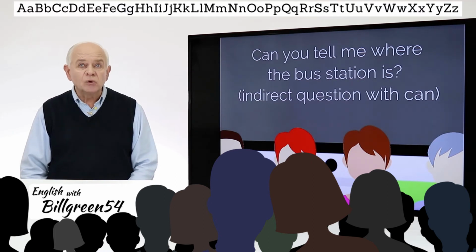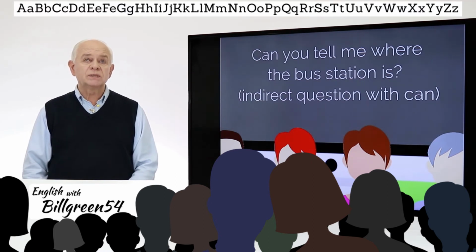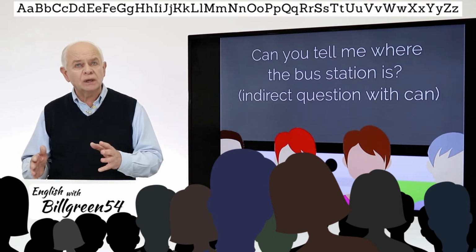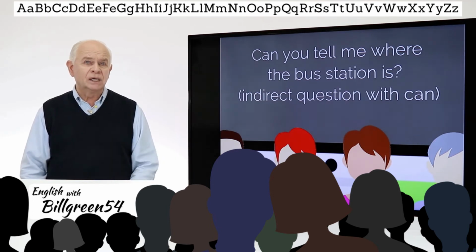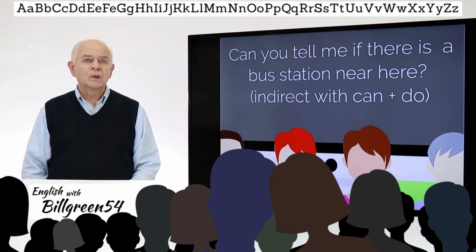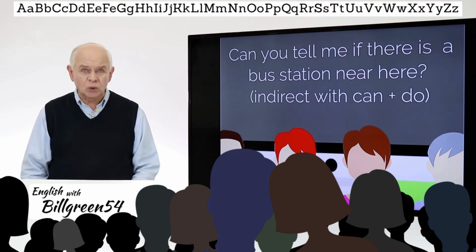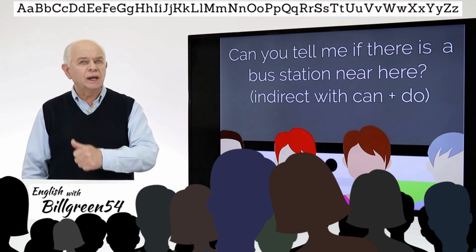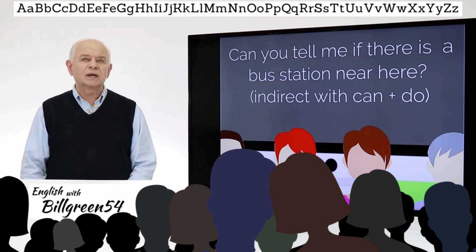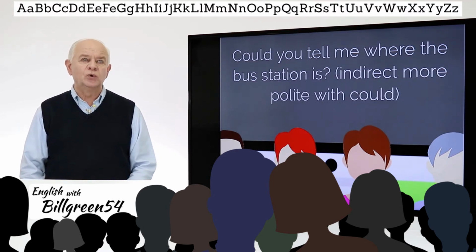Can you tell me where the bus station is? In this case, can is a little more direct. This is an indirect question with can, and probably I might have an idea that there is a bus station in this area. Can you tell me if there is a bus station near here? Because I don't know, you see. So can you tell me if? Another great way to ask an indirect question with can and do.